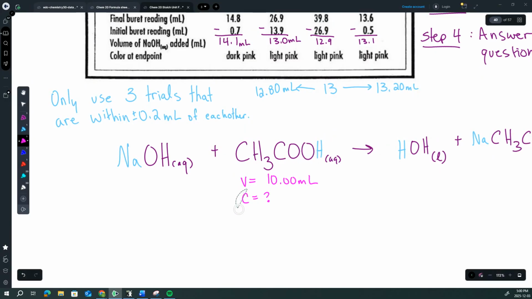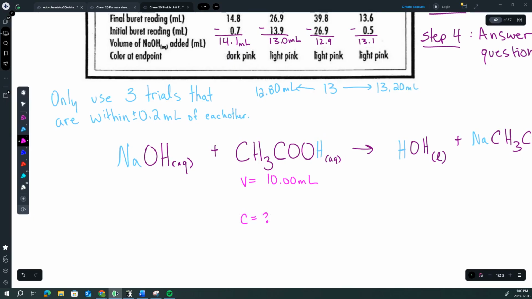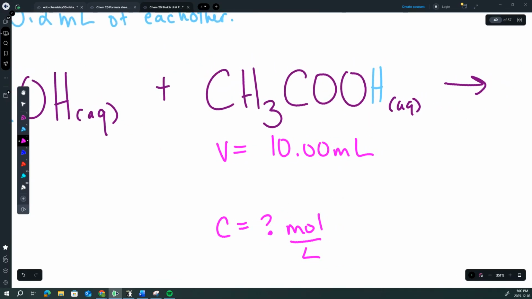And actually, I'm going to leave a bit of a space here. The reason being is because concentration is moles per liter. If we look at our volume, it's in milliliters. So we're going to want to convert it to liters. So I'm just going to get that done and out of the way.